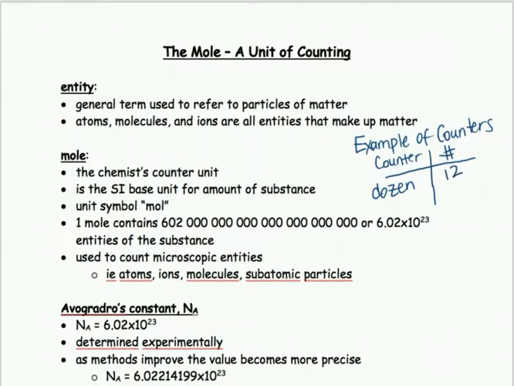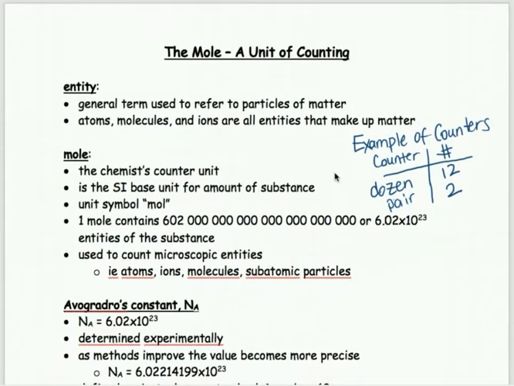Another one we use is a pair of things. If it's a pair of things, how many? A pair of shoes, how many shoes? Two. Okay, so now that you understand what a counter is, a dozen means 12. A dozen eggs means 12 eggs. A pair of socks means two socks. A pair of shoes means two shoes. So those are counters. A chemist's counter is the mole.